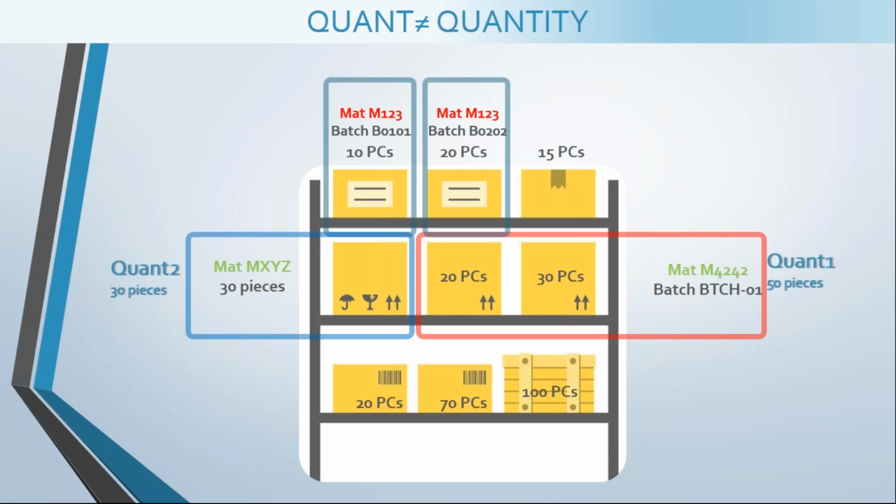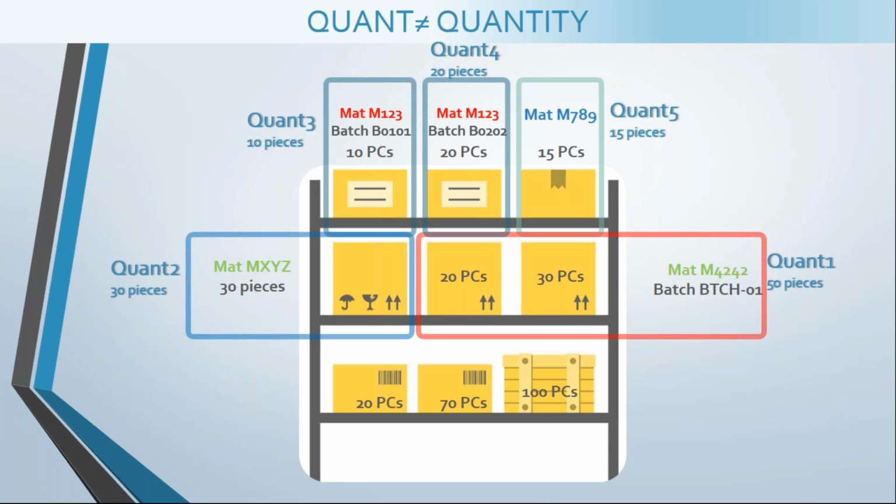M123. Now this material in total has 30 pieces in one bin, but as you can see, these actually belong to two different batches. I mean, the first box of 10 pieces belongs to batch B0101, and then another box with 20 pieces belongs to some other batch. So you cannot mix them up, meaning you have to maintain them using different quant numbers. So SAP would create two different quants for them, quant 3 and quant 4. And quant 3 would have 10 pieces belonging to the first batch, and quant 4 would have 20 pieces belonging to another batch, right? Then we also have another material M789, and the system would create another quant for that, which now has 15 pieces.